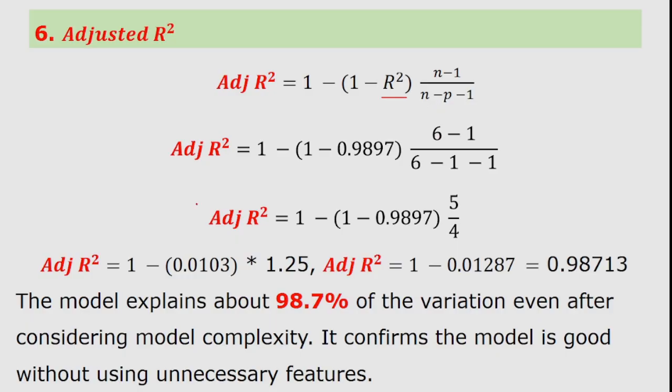If you simplify this, your adjusted R square value will become 0.98713. As I said earlier, your adjusted R square value should also lie between 0 and 1 and it cannot increase more than 1. So the model explains about 98.7% of the variation even after considering the model complexity. It confirms the model is good without using unnecessary input features.